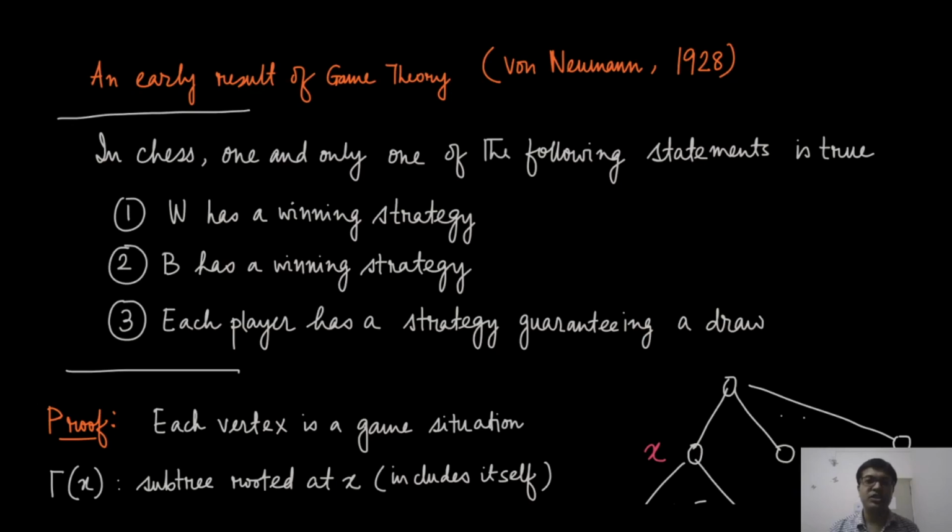So last time we mentioned a very foundational result of game theory due to von Neumann, which said that in chess one of these three things is possible, and only one of them is possible. Now in this short module I'm going to prove it for you, and this will also show the kind of proof techniques that we are going to use in the rest of the course.